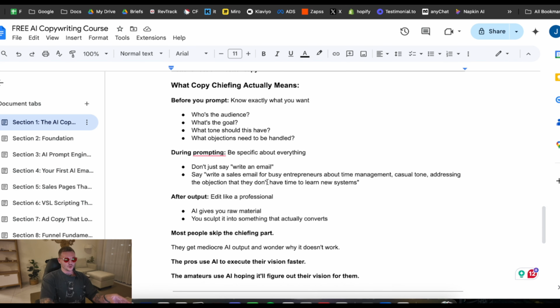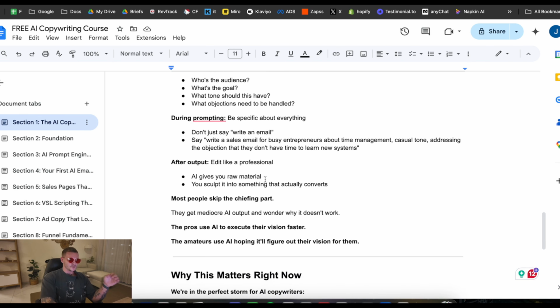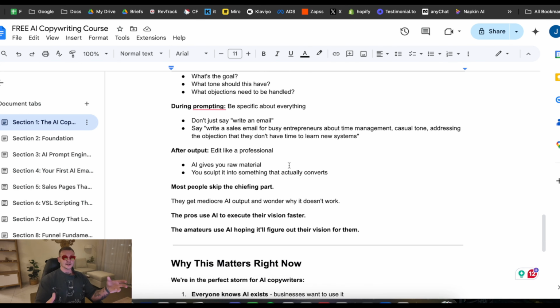This is a very simple prompt. They're a lot longer than this, but I just wanted to give you an example here. After the output, we need to edit like a professional. So AI is going to give us the raw material. A lot of the time it does not need that much prompting, but then we're just going to sculpt it into something that's almost perfect.